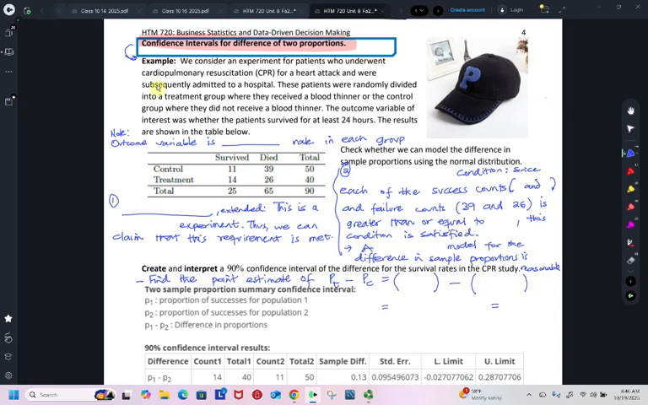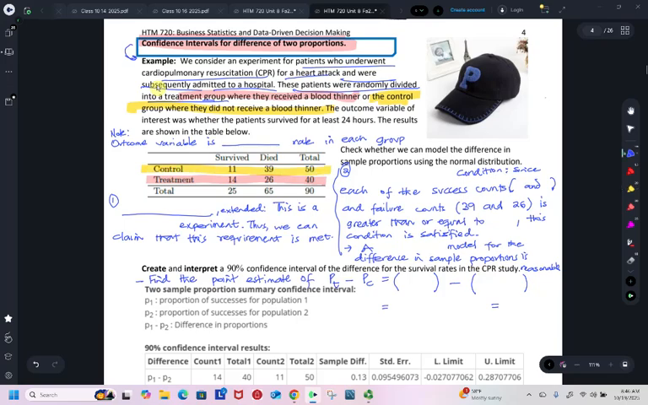We consider an experiment for patients who underwent CPR for a heart attack and were subsequently admitted to a hospital. The patients were randomly divided into the treatment group, this group right here, those who received a blood thinner treatment, and the control group, who did not receive blood thinner treatment.